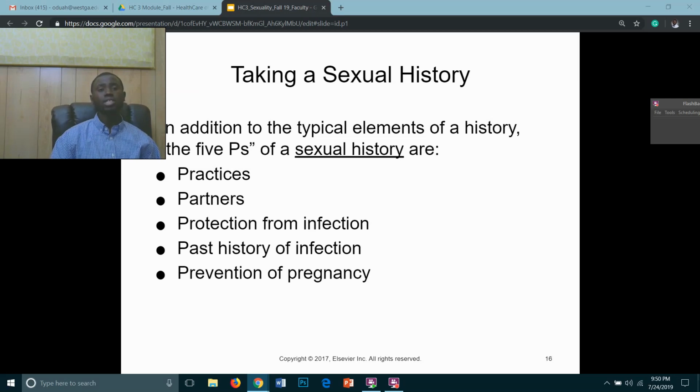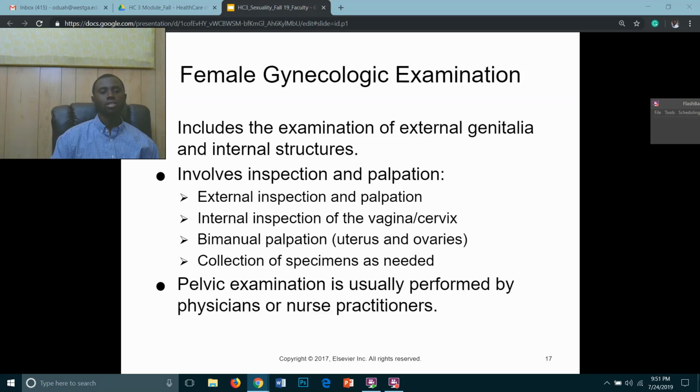Then the nurse should proceed to ask about past history of sexually transmitted infections, because these are important to determine the client risk if they can infect others or if they stand a higher risk of recurring infections. Finally, the nurse should ask about the use of contraception in preventing unplanned pregnancies. And so all these components of the sexual history will give a good background as to whether the patient is at a higher risk or not.